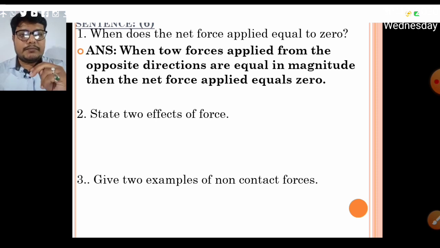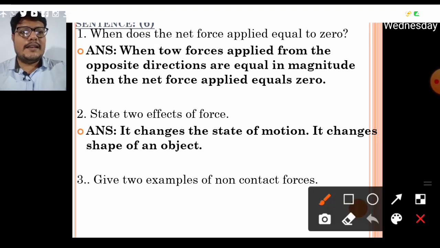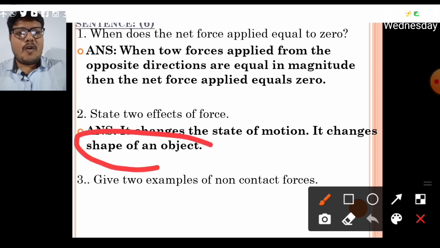Second thing, the shape of the object can change when force is applied. If you are holding a rubber and you press it, you are applying force on it, so it will change its shape. Okay, so how can we write this answer? See here, it changes the state of motion and it changes the shape of an object. So two effects are there: state of motion gets changed and shape of object changes.